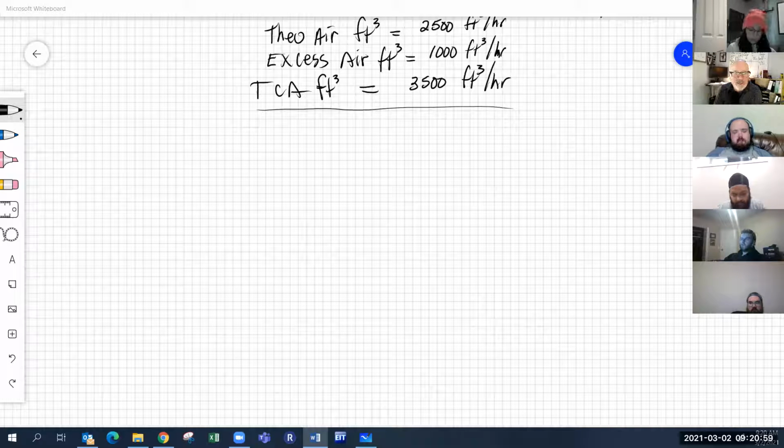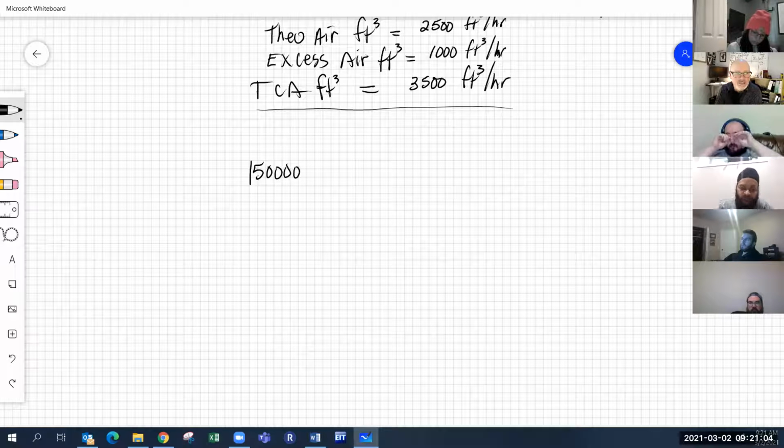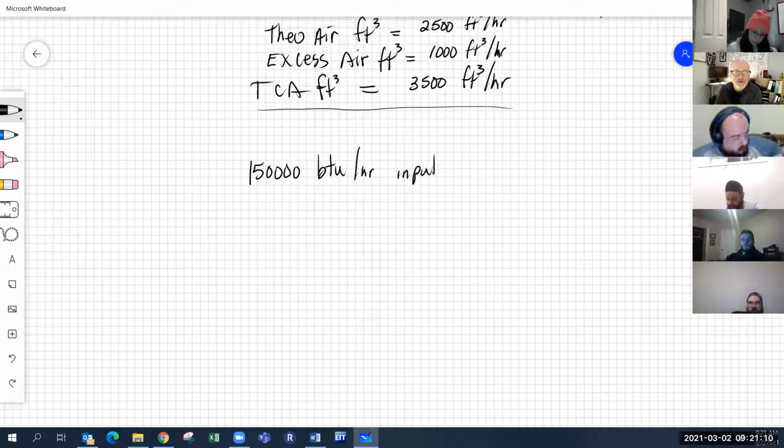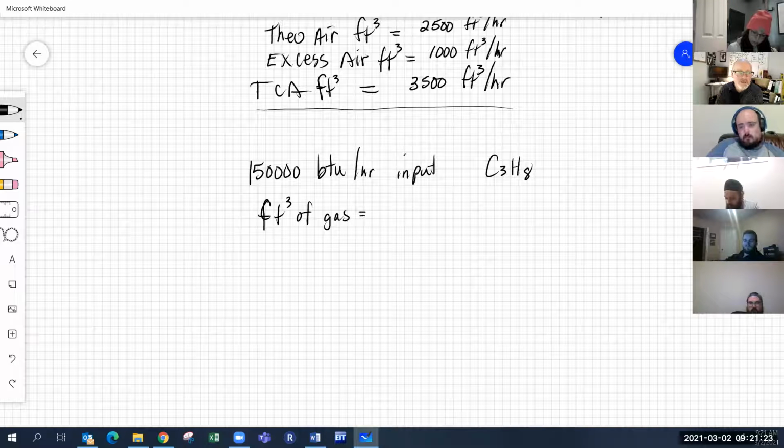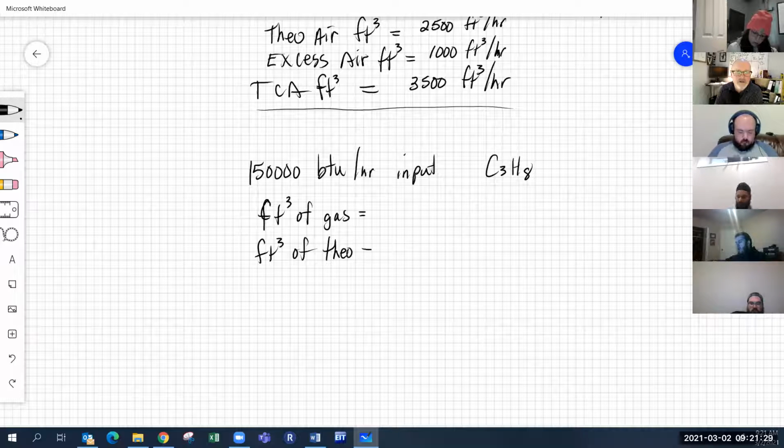Okay, let's say I have an appliance that has 150,000 BTU per hour input. This appliance is burning C3H8. I want to know cubic feet of gas, cubic feet of theoretical air, cubic feet of excess air, and total combustion air.